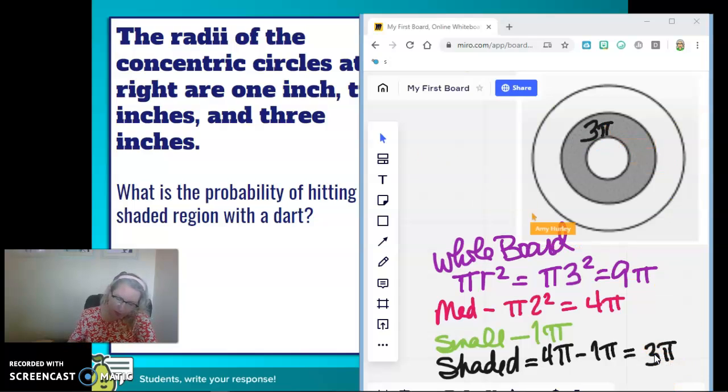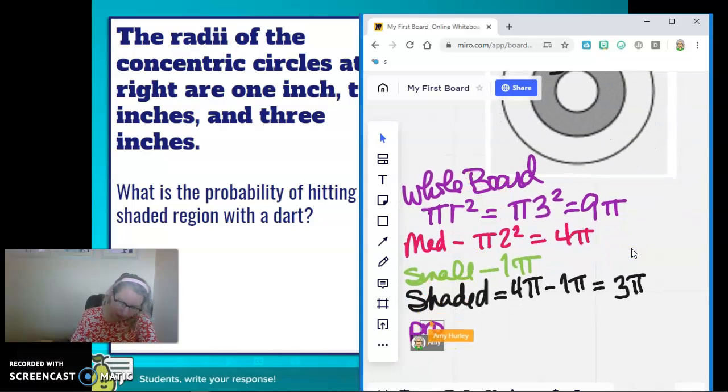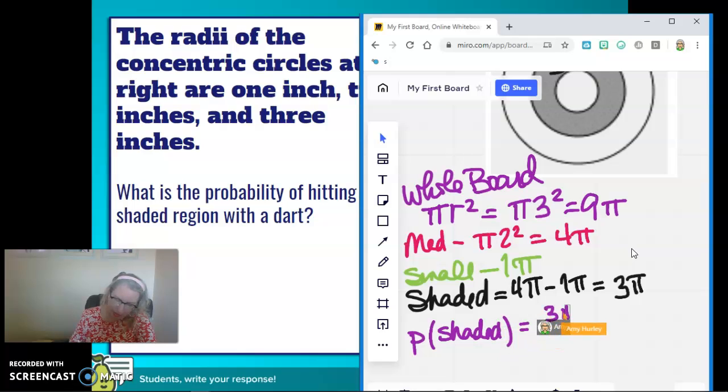Which means the probability of landing in the shaded area, let's just say P, P of shaded area. The probability of landing in the shaded area is the area, 3 pi, out of a total possible area of 9 pi, which is 1/3. The probability is 1/3.